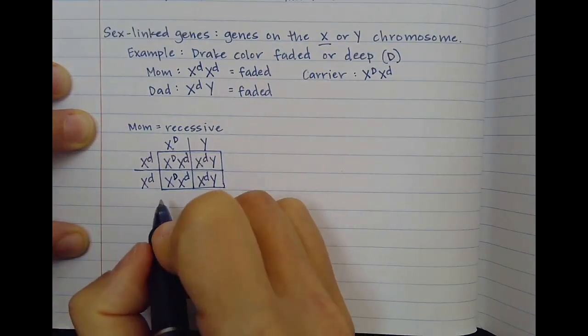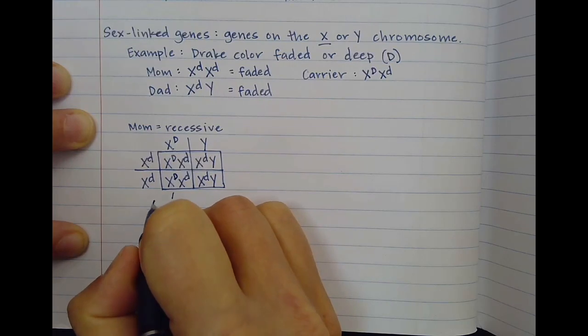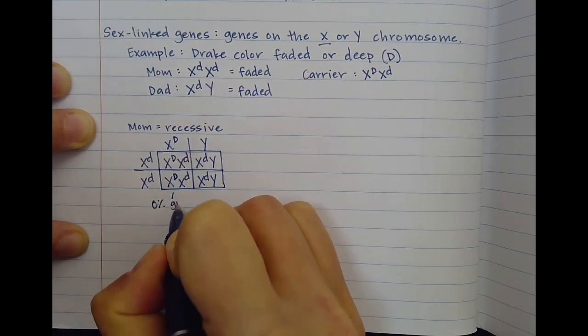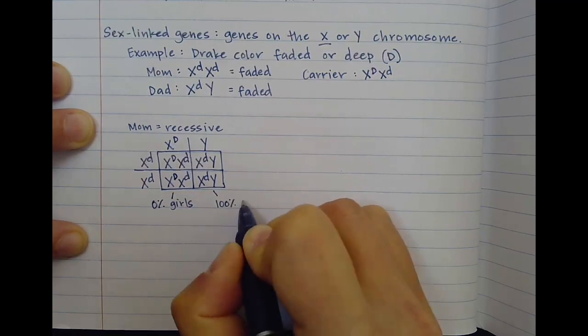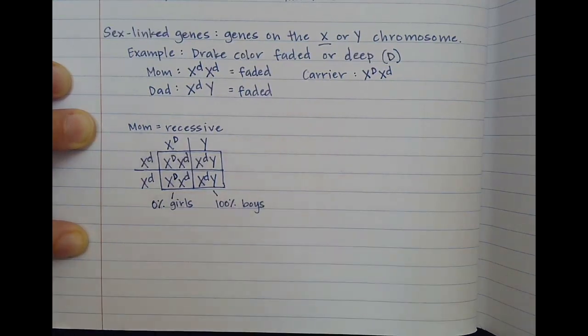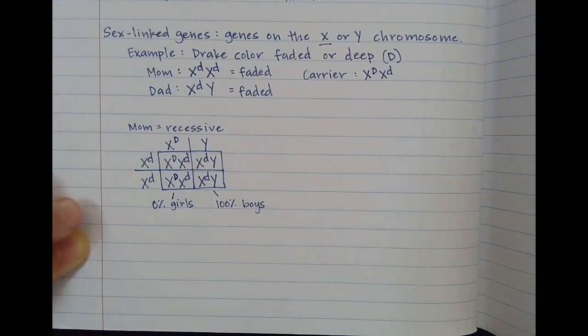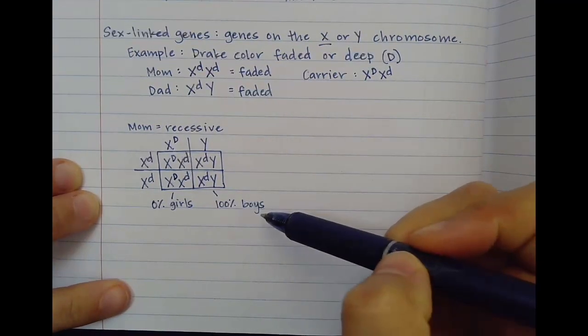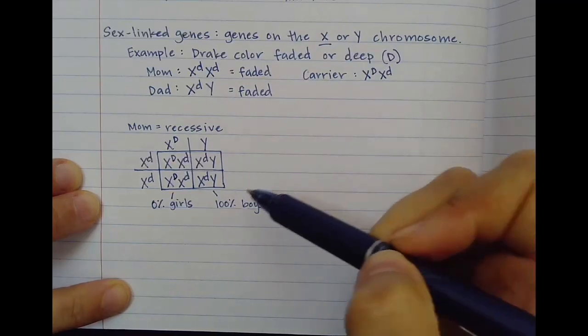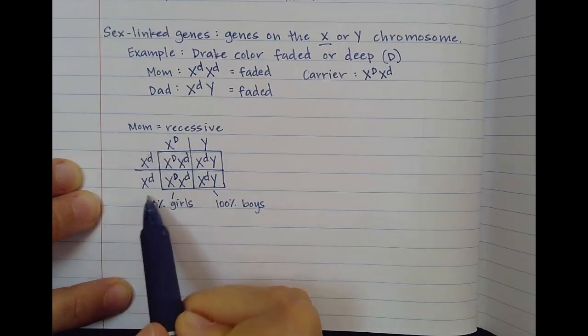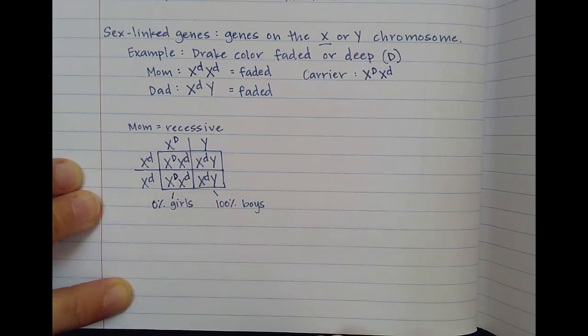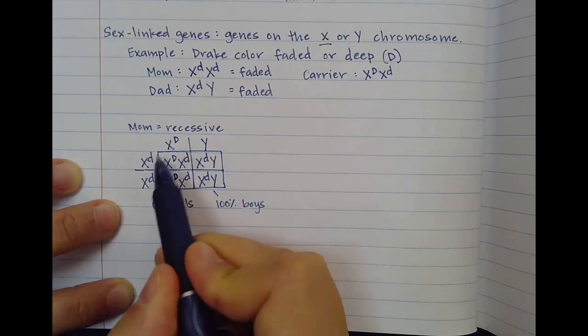And what we can see here is that 0 of the girls have the trait, but 100% of the boys have the trait. And that's what we often see with sex-linked traits where they're on the X chromosome, is that it's going to be way more common in boys, because boys are going to be able to always get that from their mom, whereas girls, their dad can give them the dominant version, which covers it up. All of these are carriers.